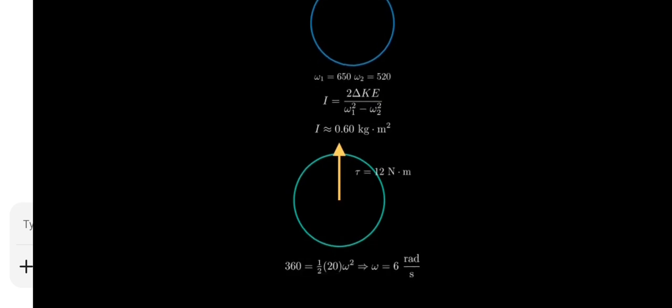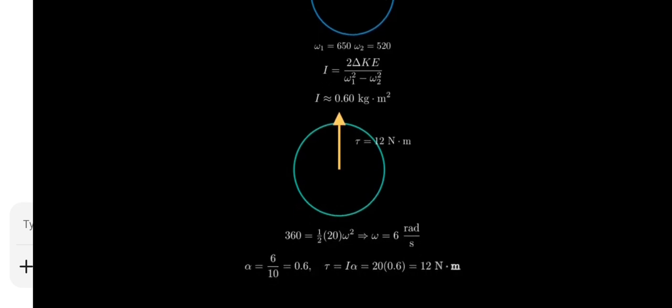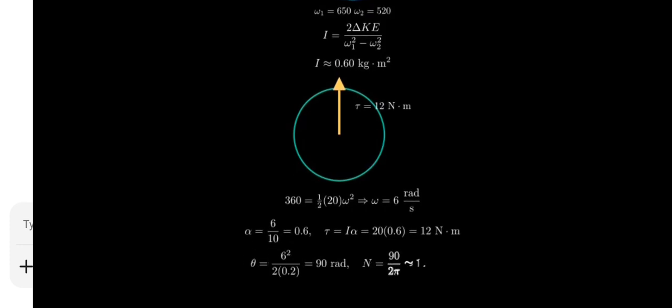Problem 6 asks about a wheel with moment of inertia 20 kilogram meter squared that gains 360 joules in 10 seconds. A spoke-based wheel with a torque arrow shows the energy input. Using half I omega squared equals energy gives omega equals 6 radians per second. With a constant torque, we find alpha equals omega over time equals 0.6 radians per second squared, and torque equals 12 newton meters. When we apply an opposing 4 newton meter torque, we solve omega final squared equals omega initial squared minus 2 alpha theta, which yields 90 radians before stopping, or about 14.3 revolutions.